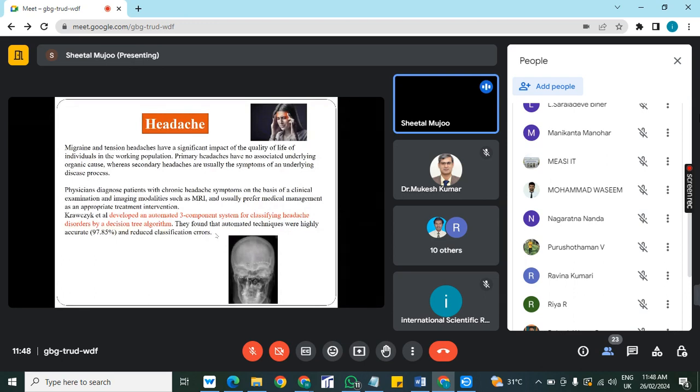They could be, because we have different types of headaches, and it is based only on what the patient says about his symptoms that we classify it, right? But when we use this algorithm, it helped us in a better way in reducing the classification errors.